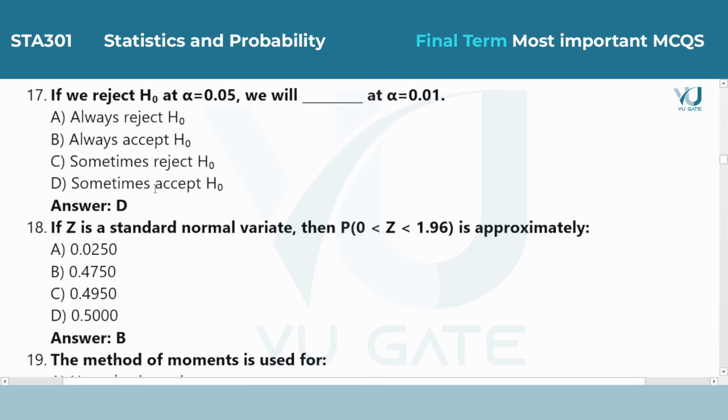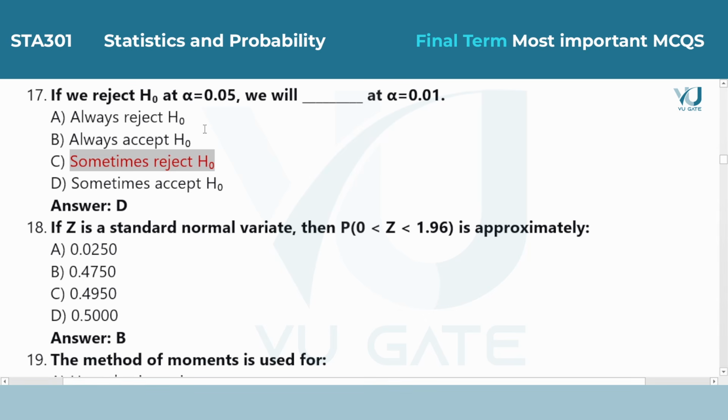Question: if we reject H0 at alpha equals 0.05, we will at alpha equals 0.01. Answer: D. Sometimes accept H0. Explanation: rejecting a hypothesis at a 5% significance level does not guarantee it will also be rejected at the stricter 1% level.